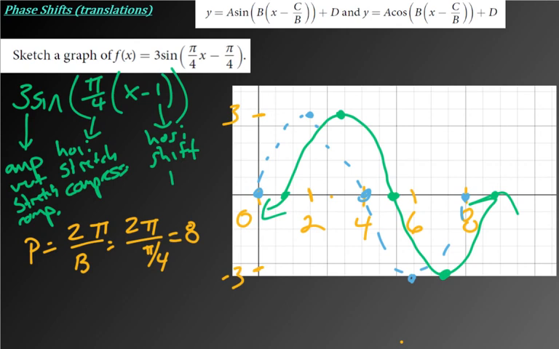So same kind of stuff too. If I'd shifted it up and down, I would have maybe just made a base graph, like this dotted one, and then shifted it up or down from there. So really the tricky part is the period piece. It's where you do the most calculations here. So that's kind of the basics of graphing sine and cosine.